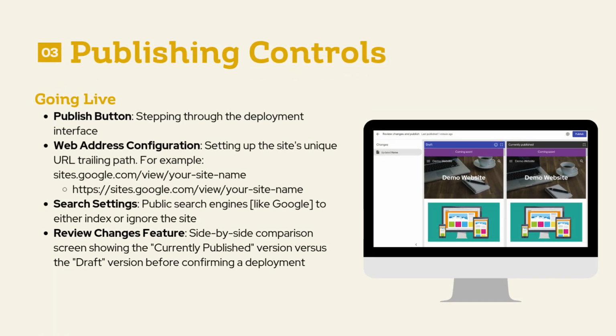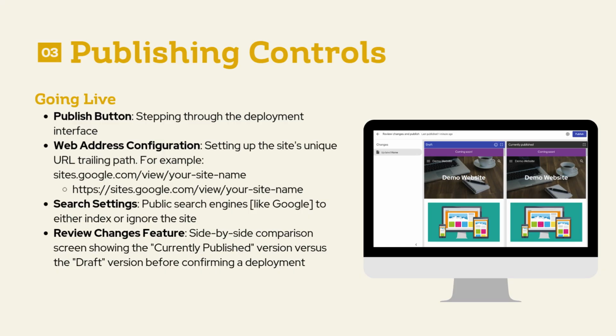Now, let's move to publishing controls to set the site live. When clicking the Publish button for the first time, Google Sites will prompt a configuration window with 3 key elements to confirm. First, web address. Enter a custom text string to end your URL. For example, if you type portfolio, the live address will be https://sites.google.com/view/portfolio. Make sure this is clean, lowercase, and easy to read.